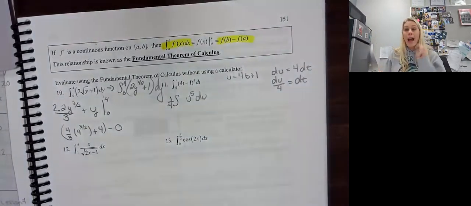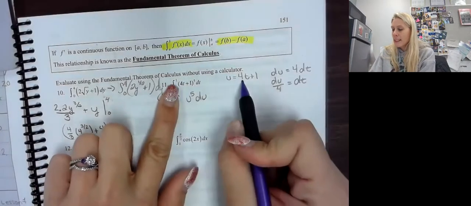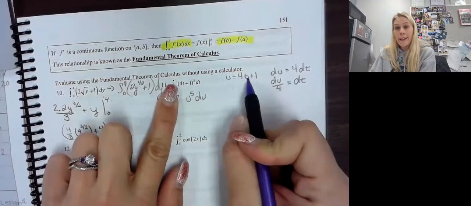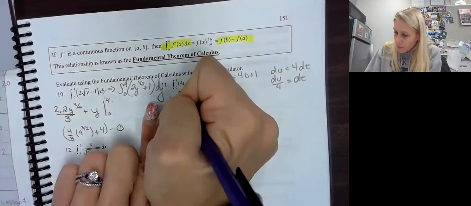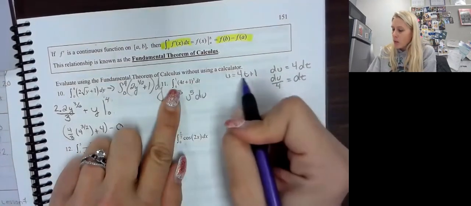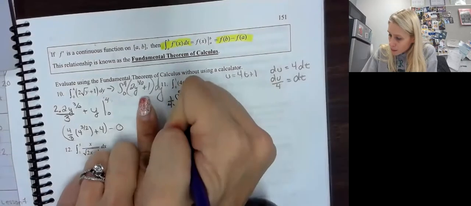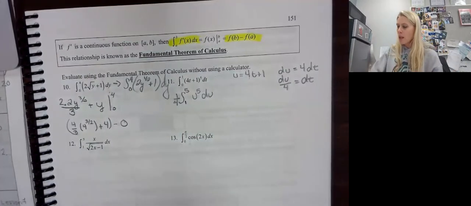Okay, now I have to change my boundaries so I don't have to plug that u back in. To change my boundaries, all I do is I put my boundaries into my u. So 4 times 1 is 4. 4 plus 1 is 5. 0 times 4 is 0. 0 plus 1 is 1. So now because I changed my boundaries, I do not have to plug back in that u substitution.